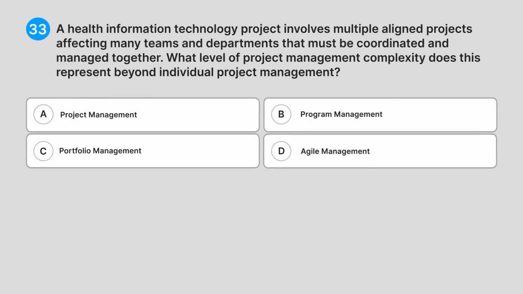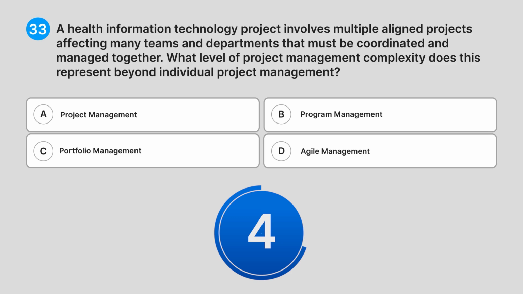33. A health information technology project involves multiple aligned projects affecting many teams and departments that must be coordinated and managed together. What level of project management complexity does this represent beyond individual project management? A. Project management. B. Program management. C. Portfolio management. D. Agile management. Can you guess the answer?